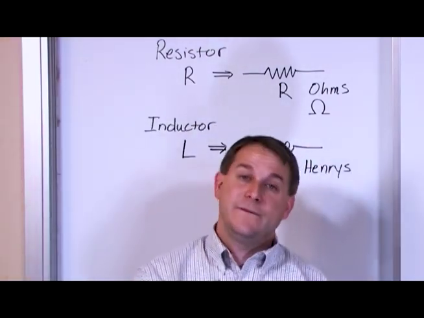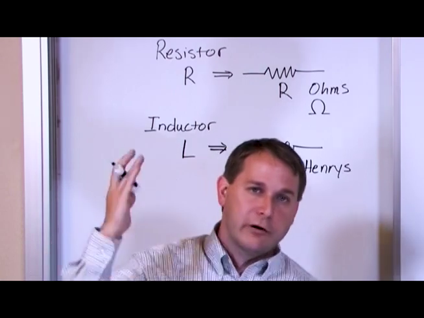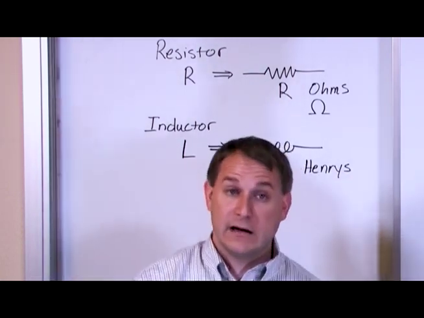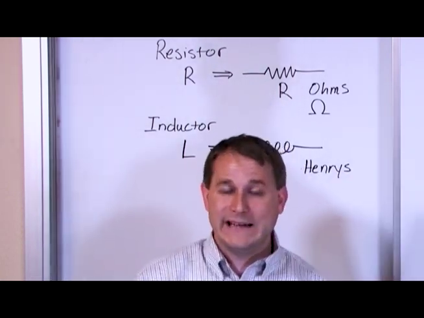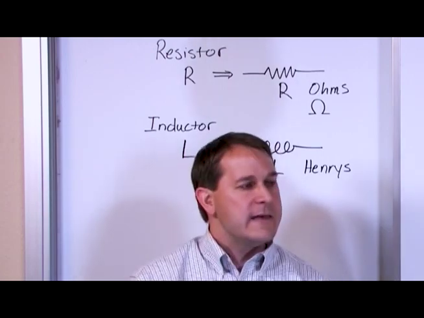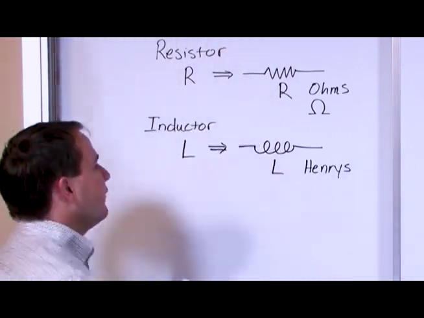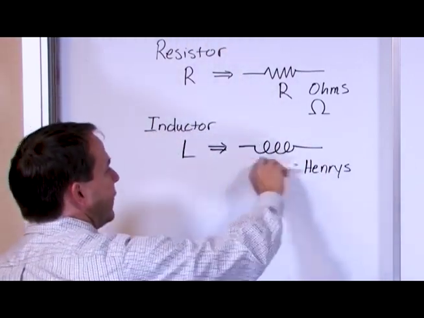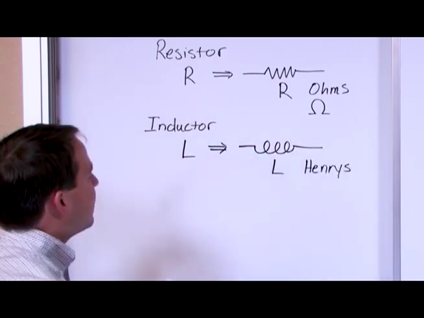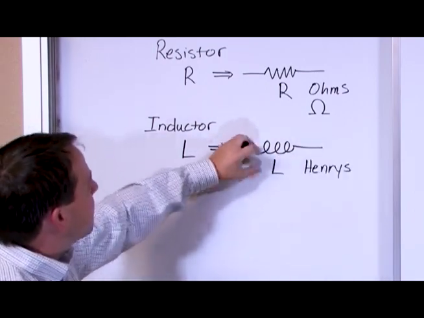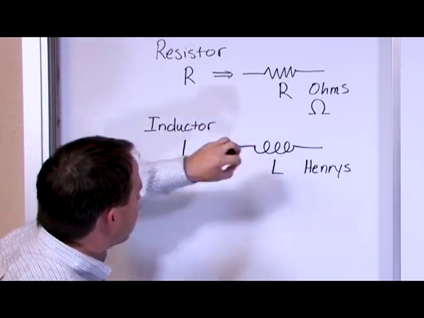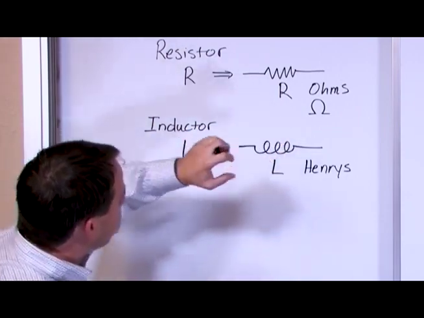But if you start changing the current up and down, back and forth, like something that comes out of your wall, AC is what we call it, alternating current, then this current starts oscillating back and forth through here when you put AC on it. And that causes the magnetic field to get bigger and smaller, and bigger and stronger and weaker and stronger and weaker.